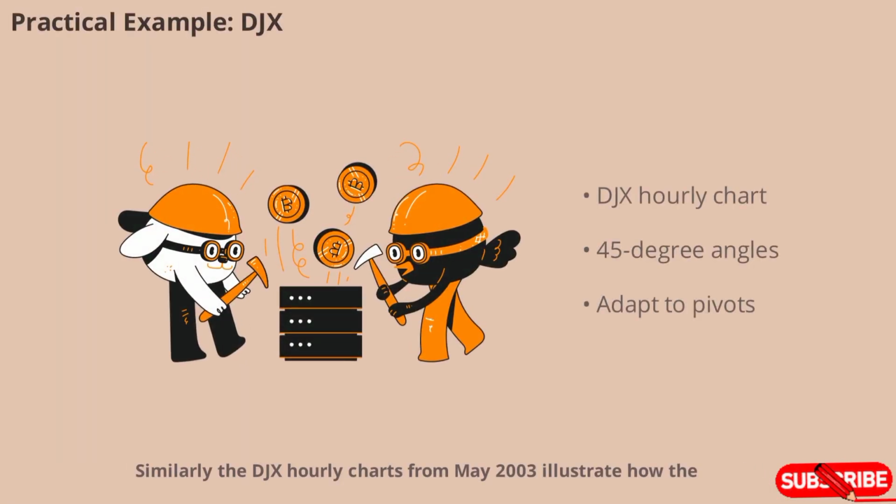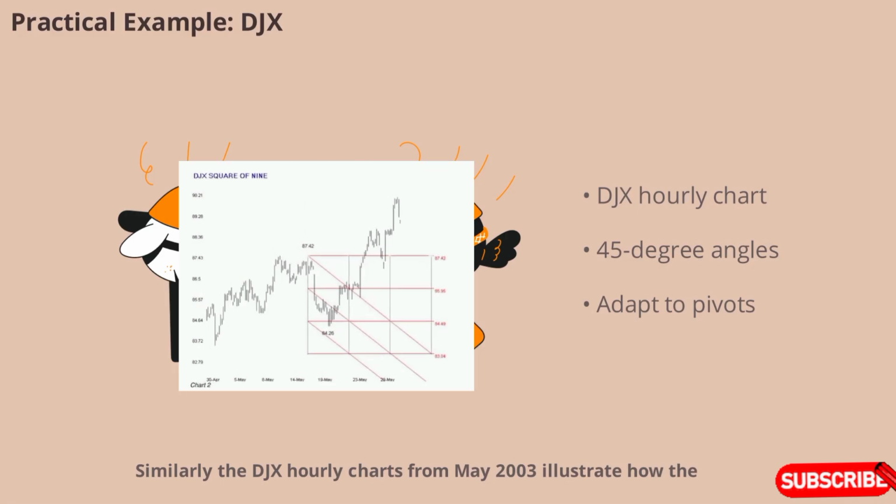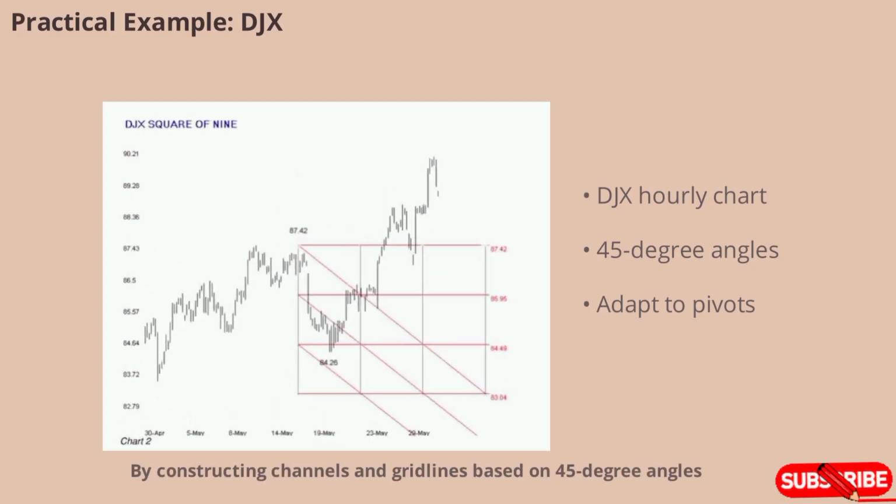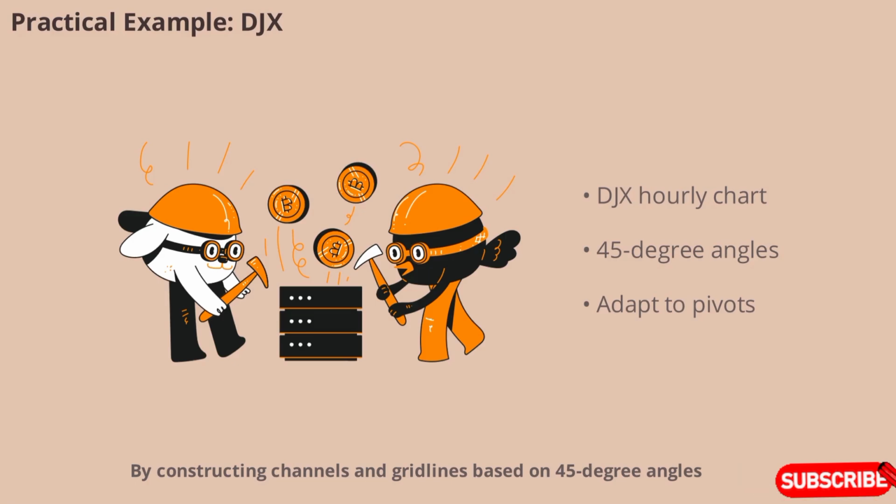Similarly, the DJX hourly charts from May 2003 illustrate how the square of 9 roadmap chart adapts to shorter time frames. By constructing channels and grid lines based on 45-degree angles, traders could anticipate reactions and adjust their strategies as new pivots emerged. This adaptability is a hallmark of the square of 9 approach.